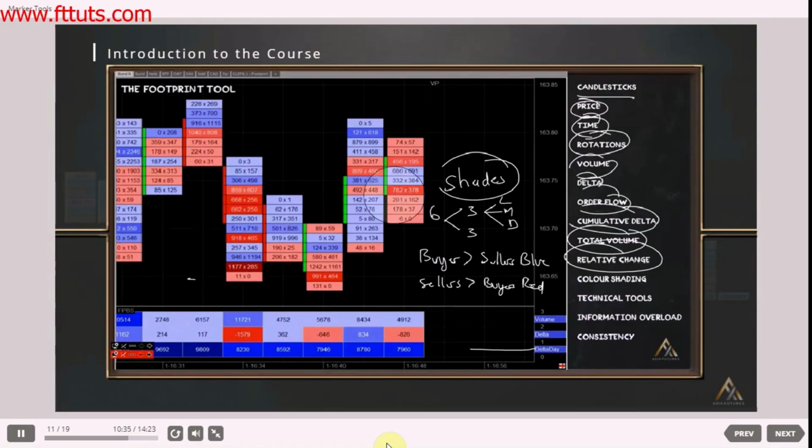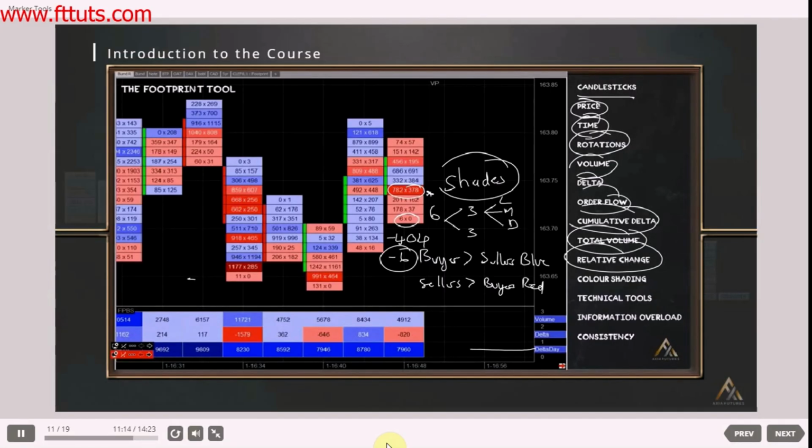Now all the shade is showing us is where the delta is higher or lower relative to within the rotation. What we mean by that is, if in this example there's a very high negative delta, as we said, of minus 404, and we compare that to the lowest one, there's only minus 6. So the more negative the delta is, the darker the shade of red. And the lower the delta is, the lighter the shade of red. And the same is for the buying.